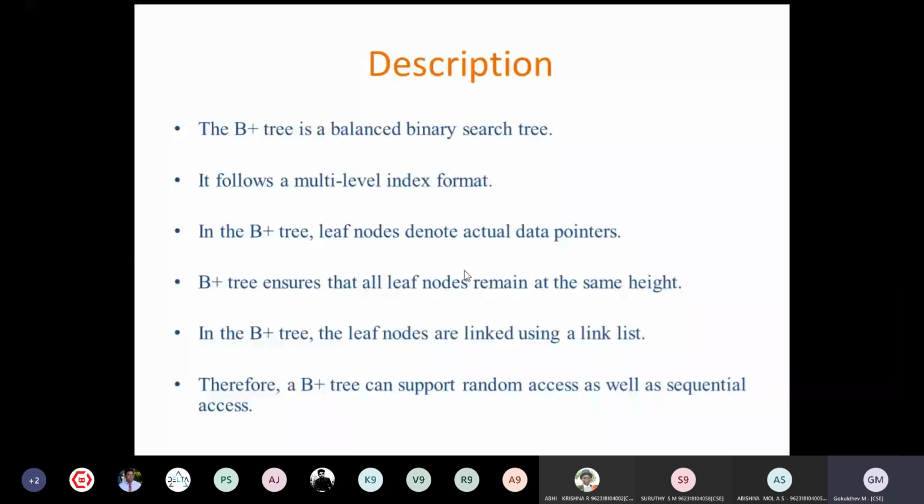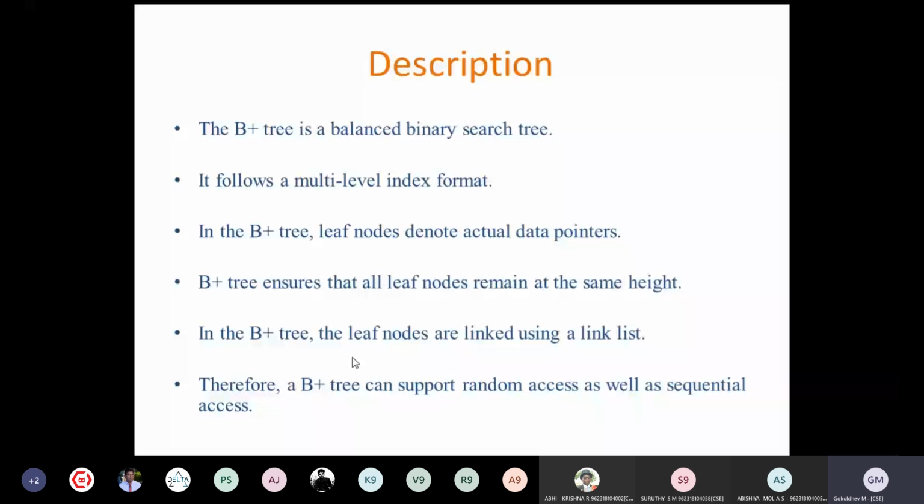Then the B plus tree ensures that all leaf nodes remain at the same height. That is also another description of the B plus tree. If you consider the leaf level, every leaf of the tree will be at the same level. There will not be any ups and downs. Finally, the last leaf nodes will be of the same height. Then another interesting thing is that in the B plus tree, the leaf nodes are linked using a linked list. Therefore, a B plus tree can support random access as well as sequential access. That is the beauty of the B plus tree. It provides both random access as well as sequential access.